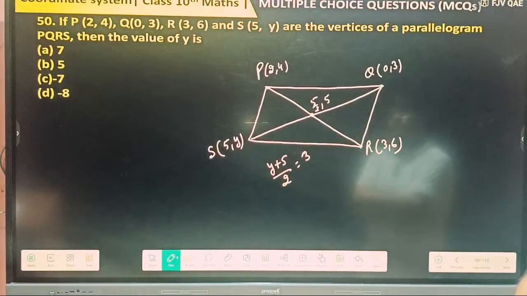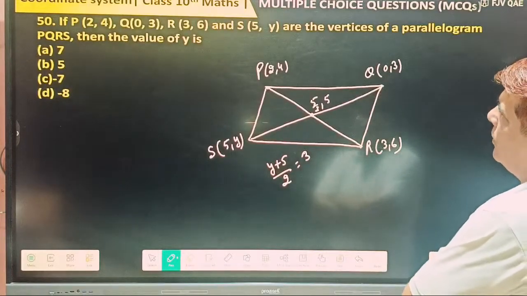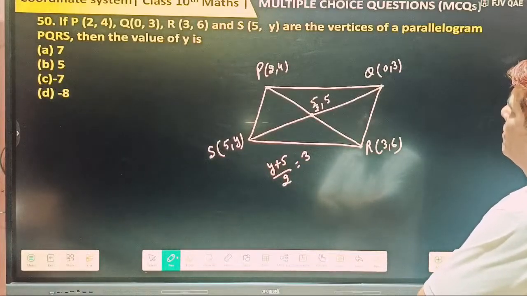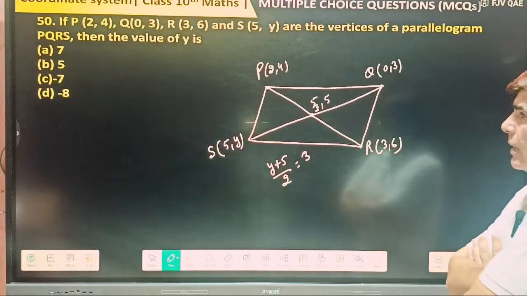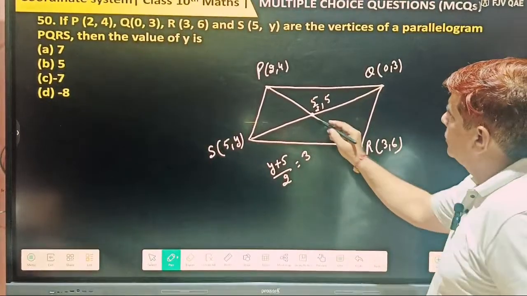Yes or no? These are the vertices of a parallelogram PQRS, then what is the value of y? Diagonals bisect each other. So what does it become? 3 plus 2, 5. PQRS. So 3 plus 2. Finding out this.